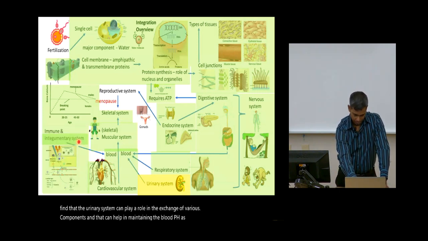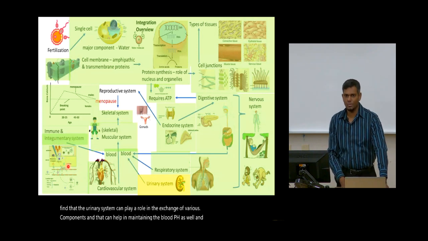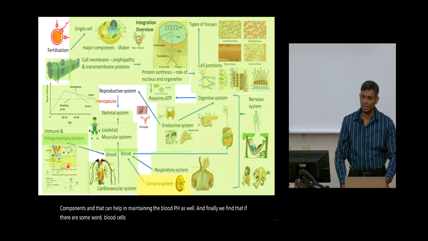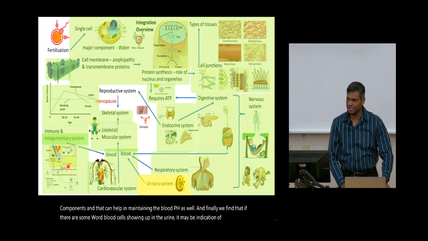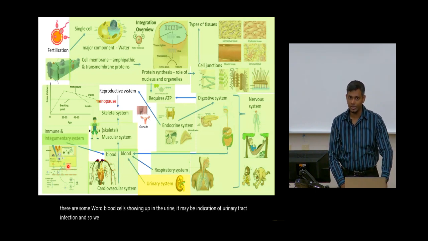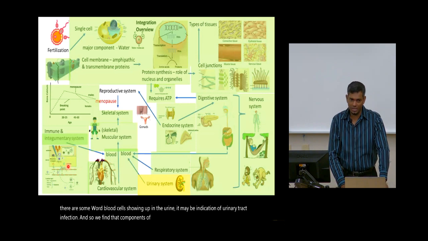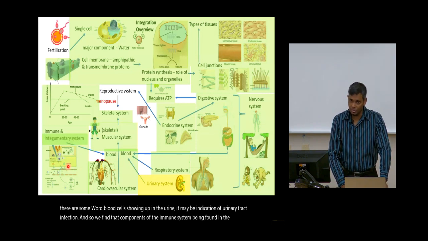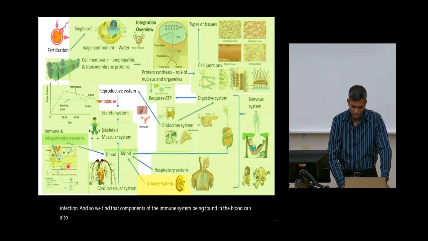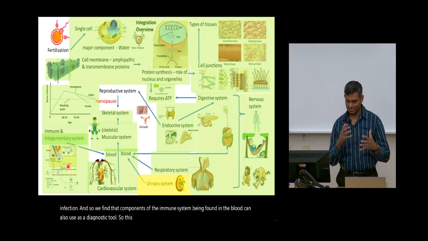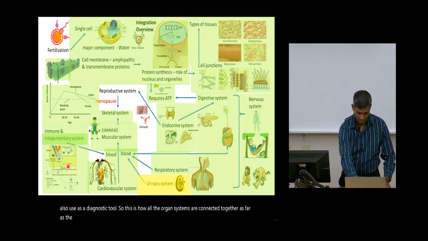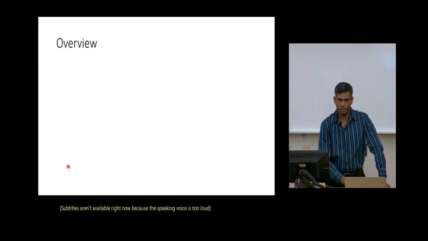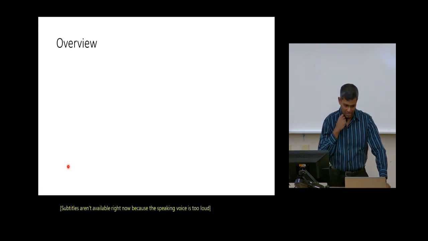And finally, we find that if there are some white blood cells showing up in the urine, it may be an indication of urinary tract infection. And so we find that components of the immune system being found in the blood can also be used as a diagnostic tool. So this is how all of the organ systems are connected together as far as the urinary system is concerned. But now let's move on to have a quick overview of what we'll be discussing today.